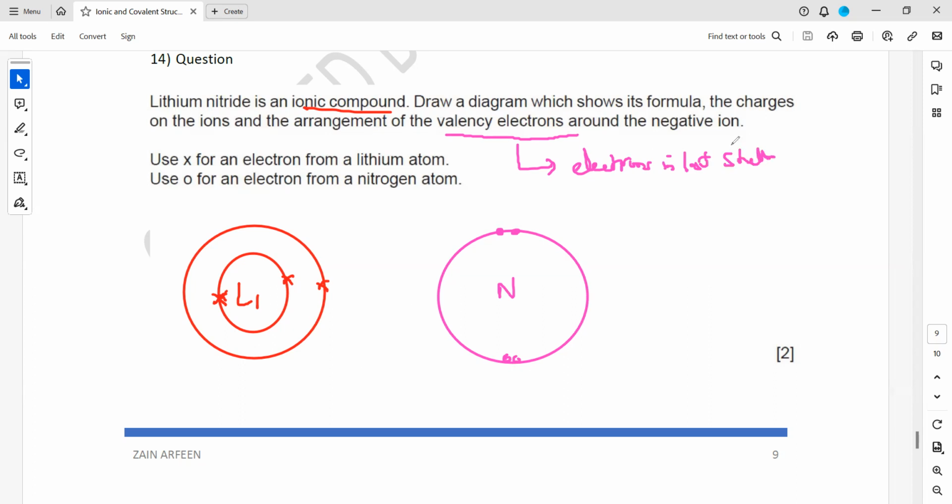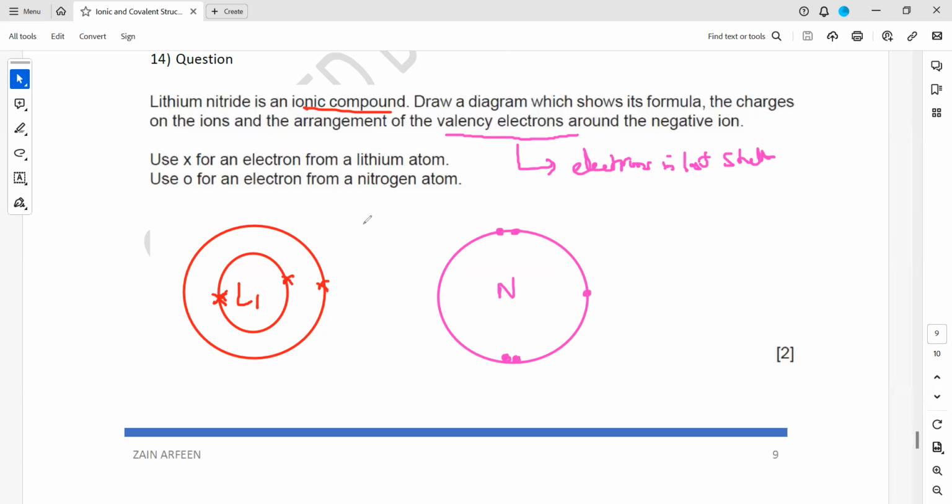So how many electrons are there in the last shell that we have to draw? How do we know this? We can know by its group number. The group number shows the valency electrons. Like, an element belonging to group one has one electron in the outermost shell. An element belonging to group two has two electrons. In the same way, group three, three electrons; group four, four electrons; group five, five electrons. So nitrogen belongs to group five, so it has five electrons.